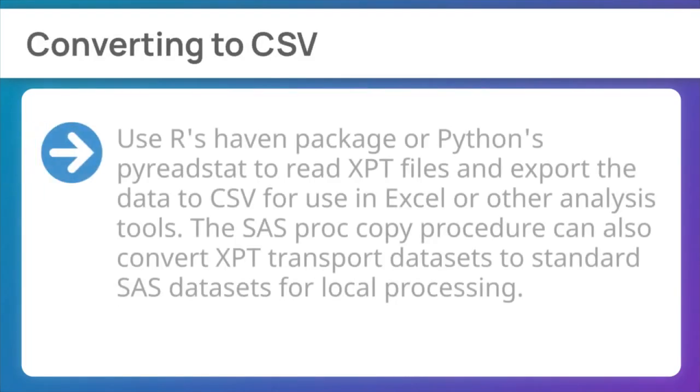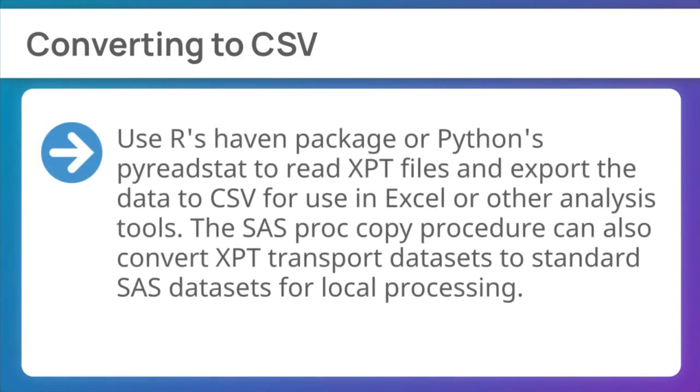Next, converting to CSV. Use R's haven package or Python's pyreadstat to read XPT files and export the data to CSV for use in Excel or other analysis tools. The SAS proc copy procedure can also convert XPT transport datasets to standard SAS datasets for local processing.